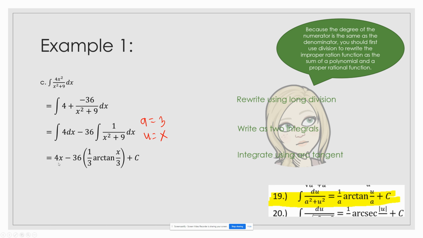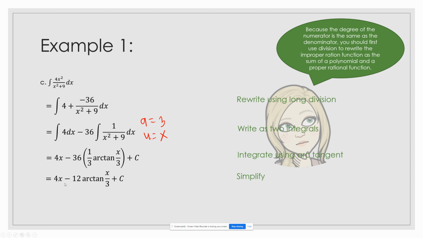So we integrated this already, and then we got 36 times 1 over 3, because a was 3, arctangent x over 3 plus c. We're going to simplify next, distributing in that 36 right here. 36 divided by 3 is 12. And so we get 4x minus 12 arctangent of x over 3 plus c. All right. So if you didn't get those right your first time through, that's okay. That's what this is all about. We have to practice, practice, practice to make perfect.